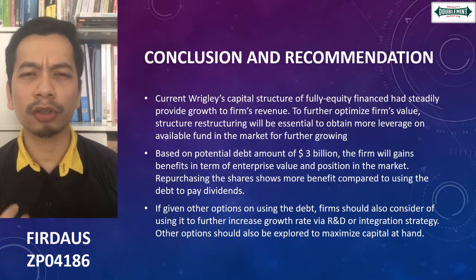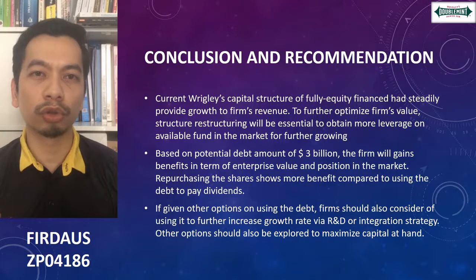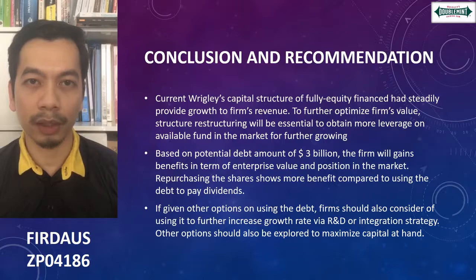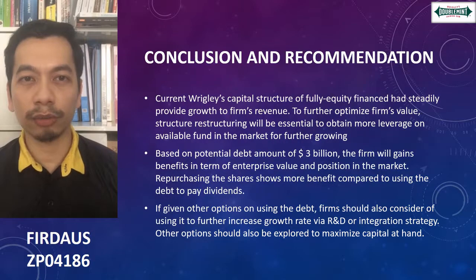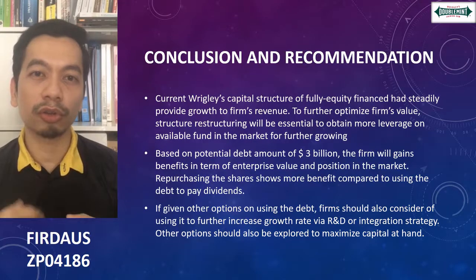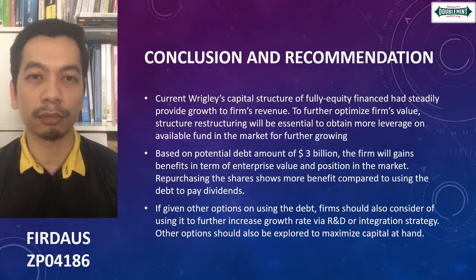Based on the 2 possible courses of action, it is recommended for the firm to repurchase shares from the shareholders to gain optimum benefit from the liabilities taken from the debt. And also, if they have any other option other than paying dividends or repurchasing the stock, it is also recommended that they use the debt for the firm's growth for future sustainability.